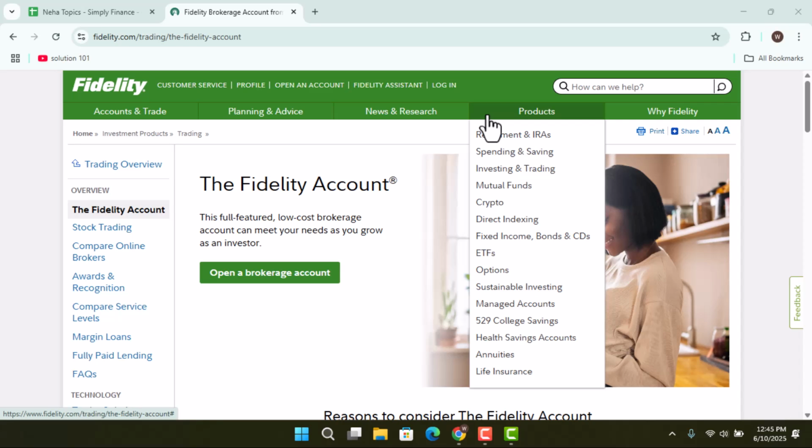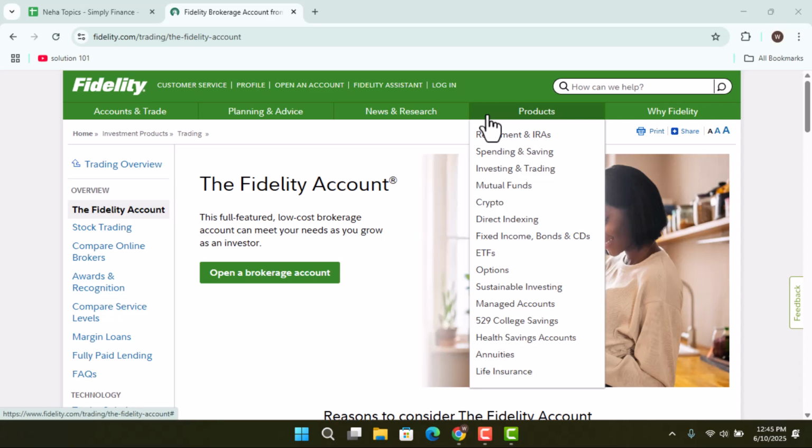It is a brokerage account. Now, a brokerage account is an investment account where you can buy and sell various investments as well. Likewise, the Fidelity Brokerage Account allows you to invest in stocks, bonds, mutual funds, ETFs, and more. Fidelity also provides tools like streaming market data and enhanced trading capabilities for active traders as well.